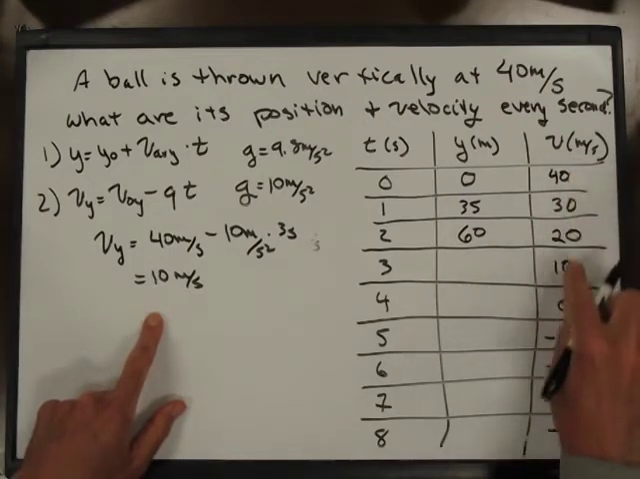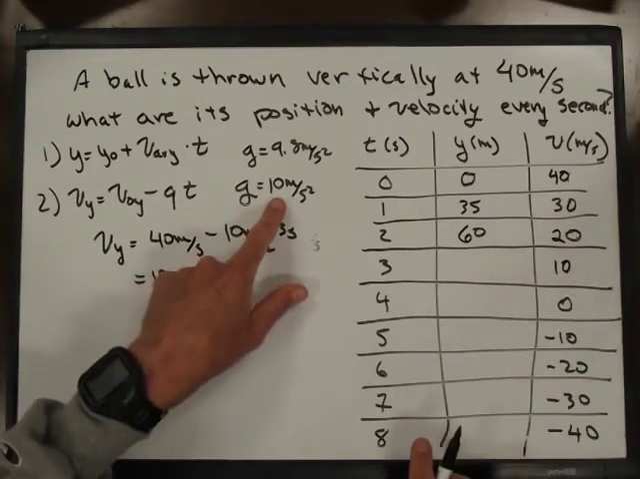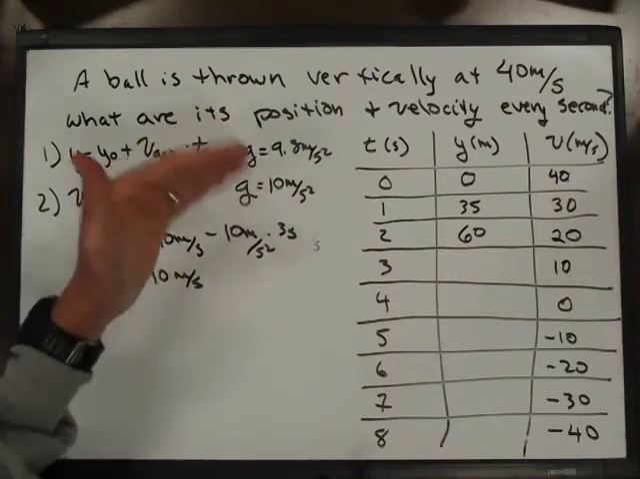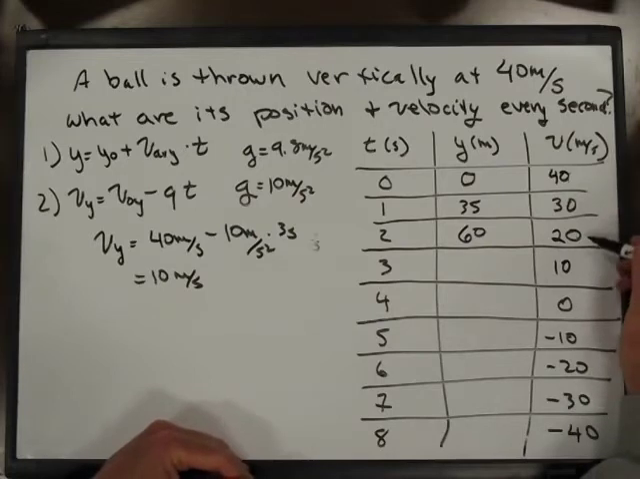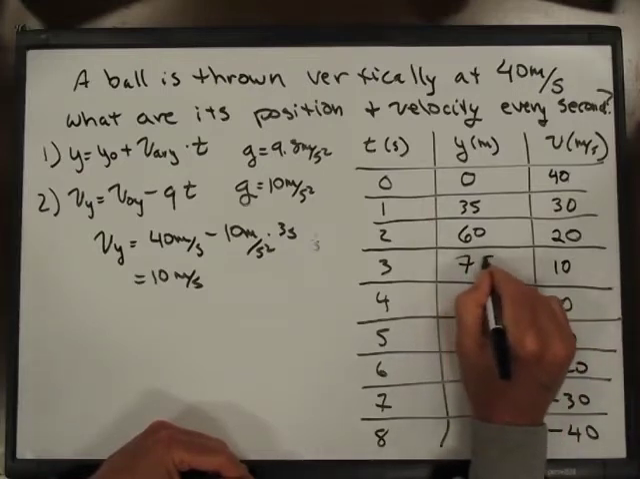This is what the velocity does. The acceleration causes it to lose 10 meters per second every second. Remember we said an acceleration can be written as 10 meters per second squared, right? And so in this interval, the average velocity is 15, because 20 plus 10 divided by 2 is 15, times 1 second is 15 meters. And so this would be 15 plus 60 is 75.